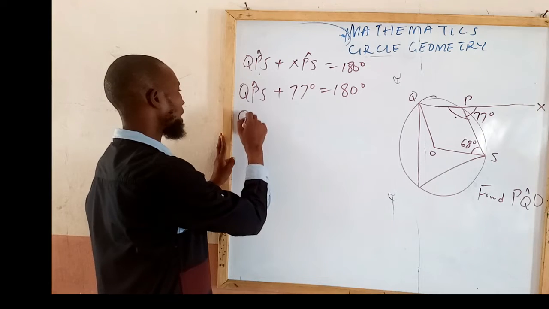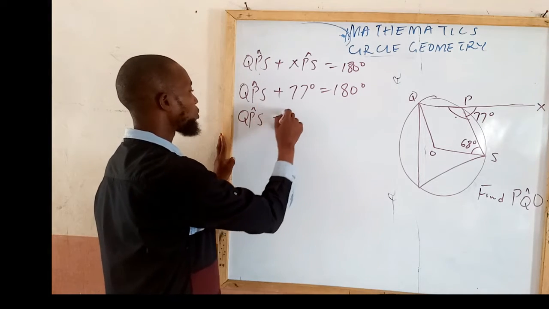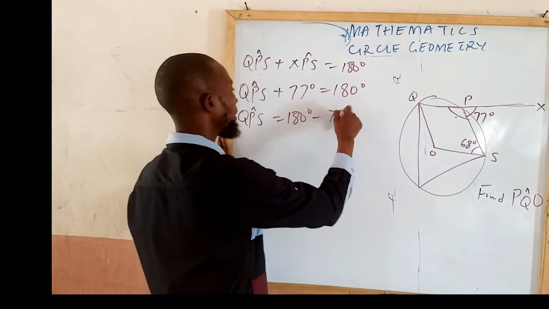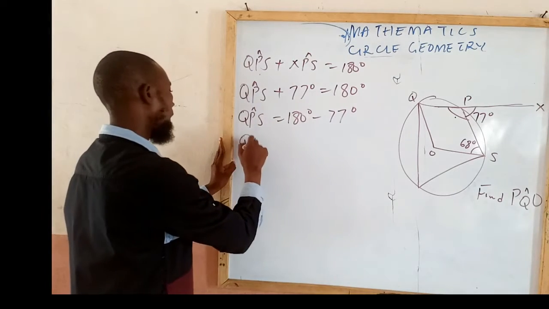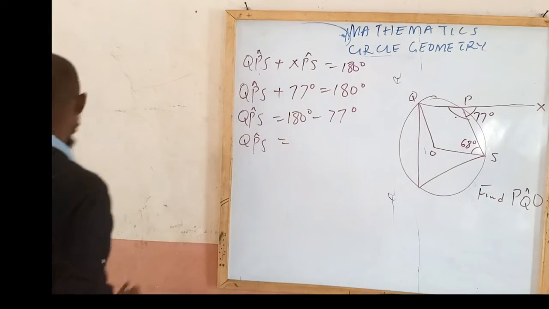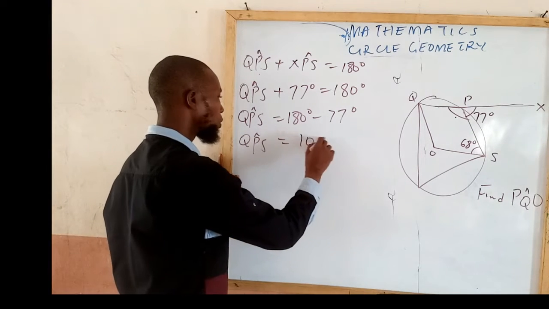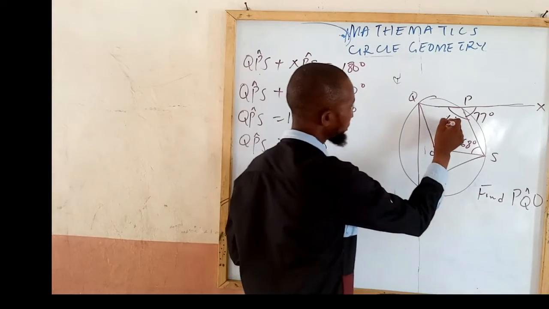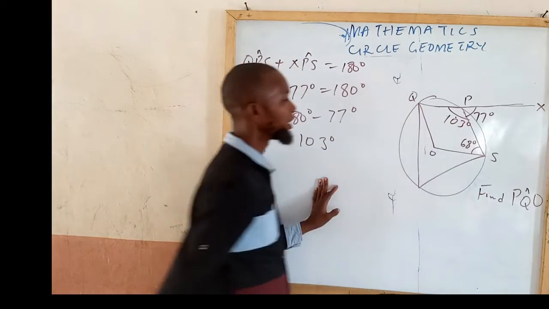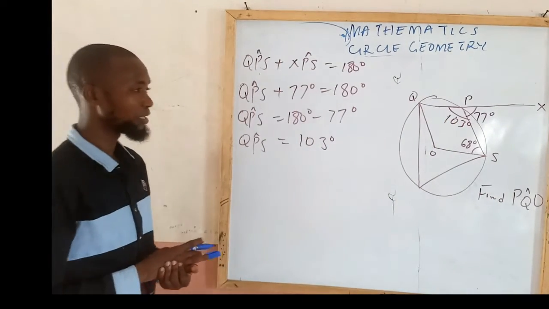So QPS is equal to 180 degrees minus 77 degrees, and QPS gives the value of 103 degrees. So you can write 103 degrees here.